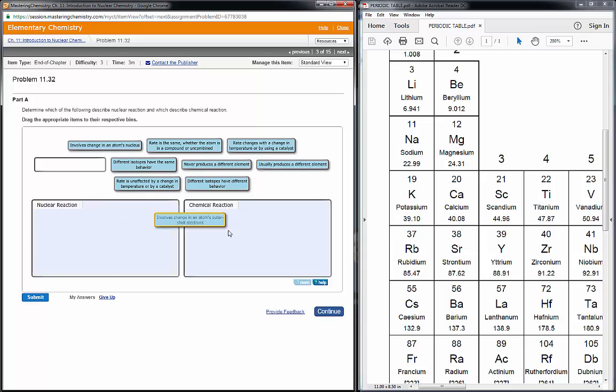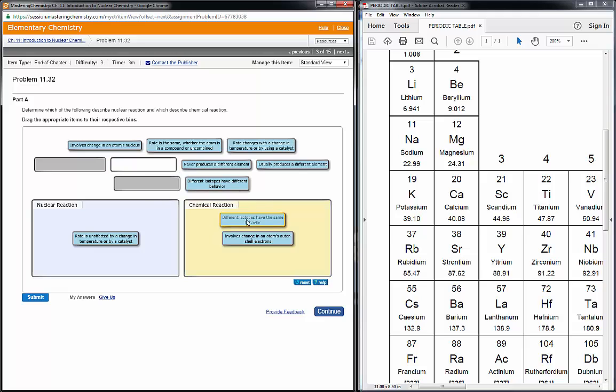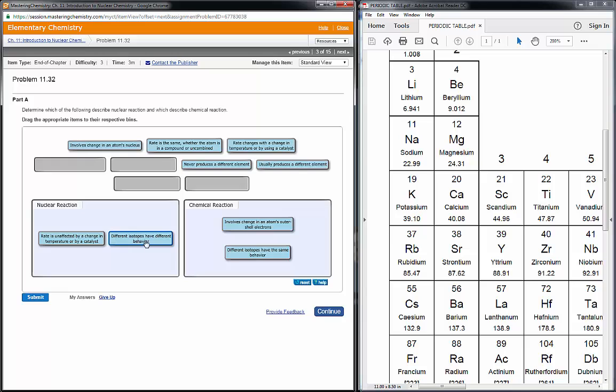So outer shell electrons, that's a chemical reaction. If my rate is not affected by temperature or catalyst, that's probably a nuclear reaction. Different isotopes have the same behavior, that's a chemical reaction, whereas different isotopes have different behavior, that's a nuclear reaction. So that's something like carbon-13 is going to behave differently than carbon-12 in the nuclear reactions because they have different nucleuses. But for chemical reactions, they're going to behave the same because they have the same outer shell electrons.